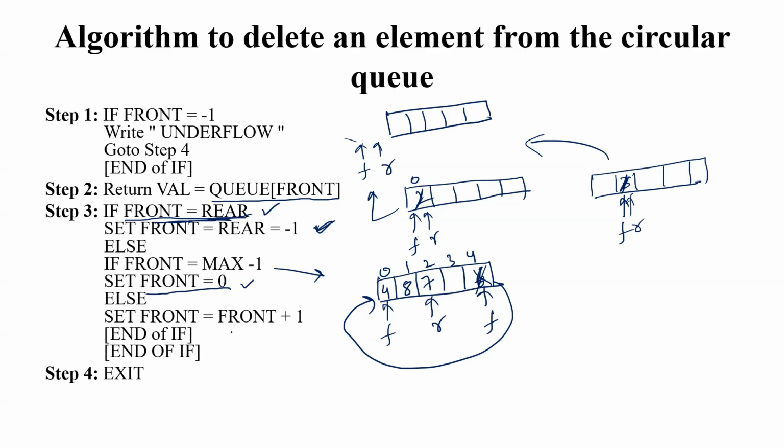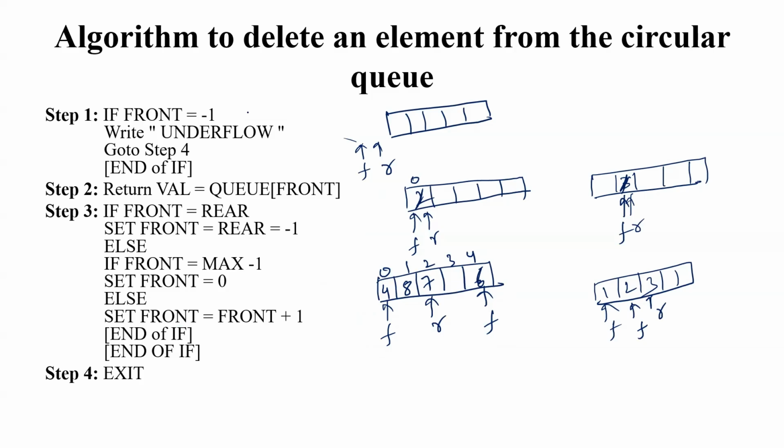The last case is the by default case where we always do front is equal to front plus 1. So here, let's suppose we have some values 1, 2, 3. In this case, if you delete 1, simply you will do what? The value of front will be increased. So front is equal to front plus 1.